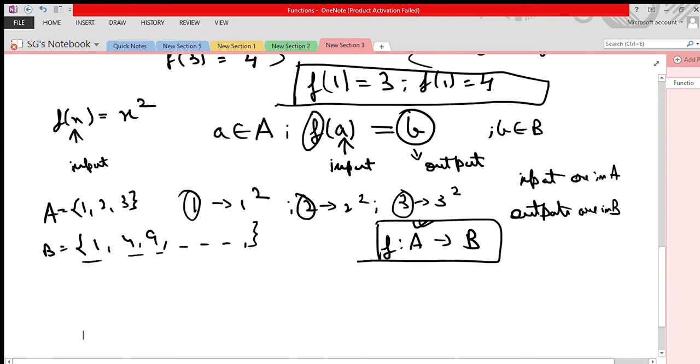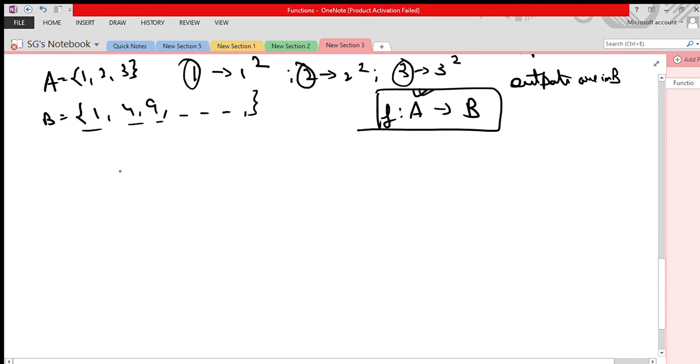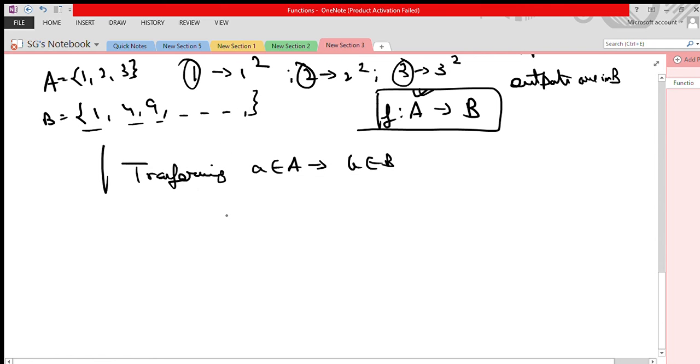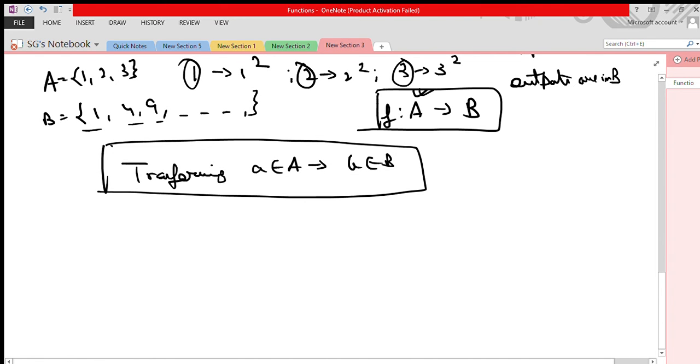What is the general meaning of a function? Functions are basically transforming elements of A to elements of B. This is the main use of functions, transformation. And functions are very widely used in the field of mathematics.